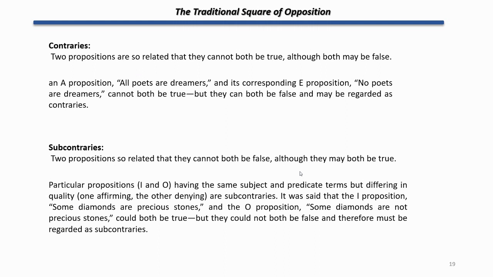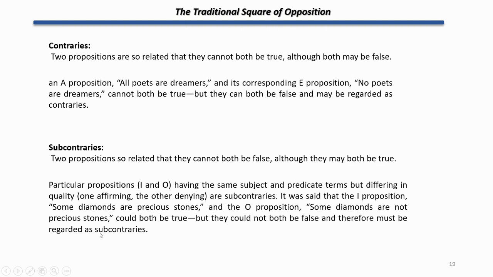Then coming to subcontraries, two propositions are so related that they cannot both be false, like I and O, although they both may be true. So in particular propositions like I and O, the I proposition says that some diamonds are precious stones, and O says that some diamonds are not precious stones. So both might be true, that some diamonds are precious and that some diamonds are not precious, but both cannot be false. They could both be true, but they could not both be false, and therefore must be regarded as subcontraries.